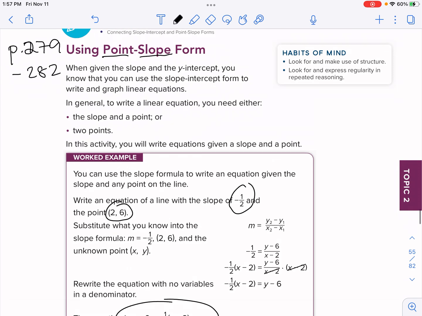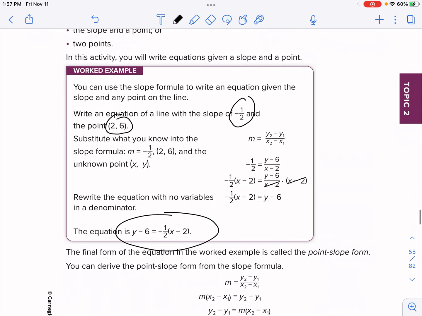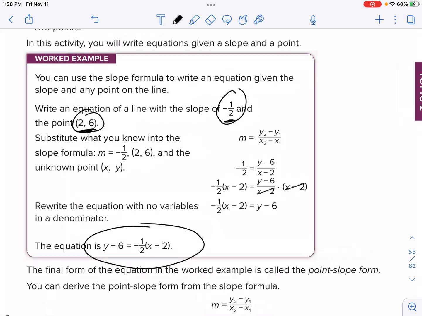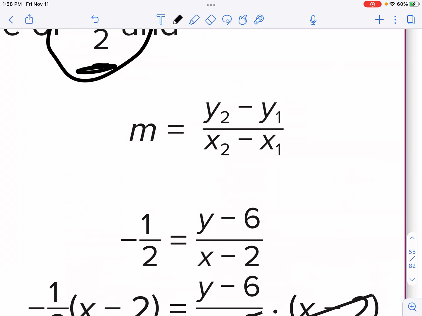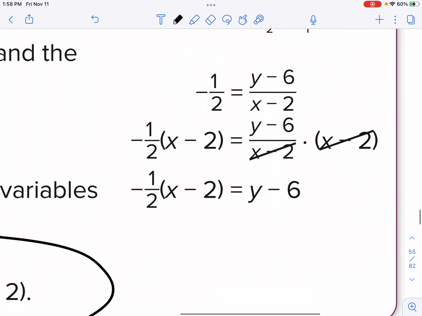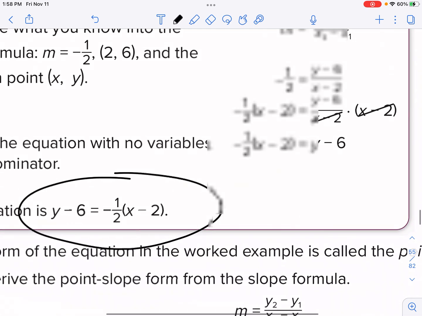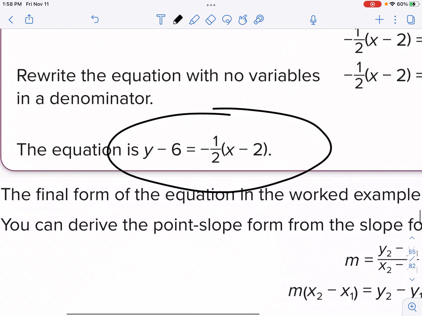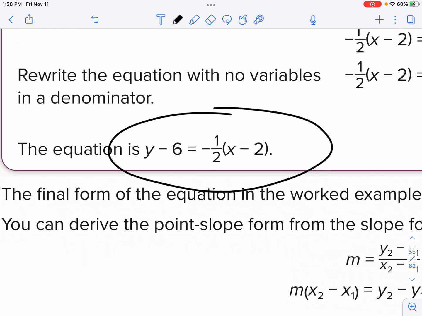I'm not going to go through the worked example, but I just wanted to highlight some key things here. The prompt says you can use the slope formula to write an equation given the slope and any point. We have the point here as 2, 6 and the slope as -1/2, right? You plug that into this formula, which we're familiar with. We plug in y2, y1, x2, x1. Anyways, it goes through this kind of long process here. That process is not super important, but I do want to highlight that you get this equation: y minus 6 equal to -1/2 times x minus 2.